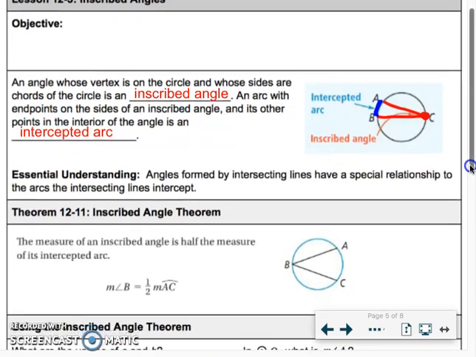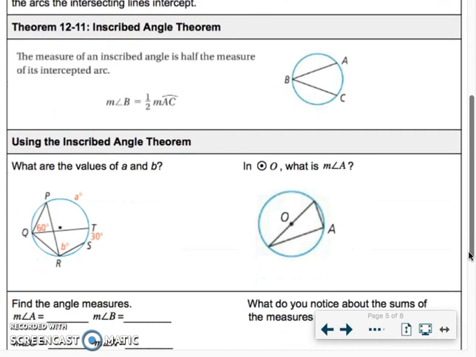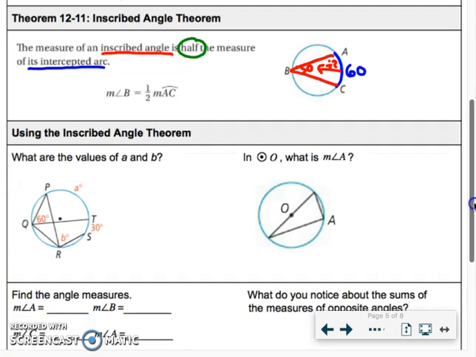So angles formed by intersecting lines have a special relationship. Alright, the measure of an inscribed angle, so the one I had in red, is 1/2 the measure of its intercepted arc. So the inscribed angle is half as big as the arc on the outside. So that means if I have a 60 on the outside, that means that this angle on the inside is half of that. It's divided by 2. It's 30. Okay, so the angle on the inside is half the arc on the outside.